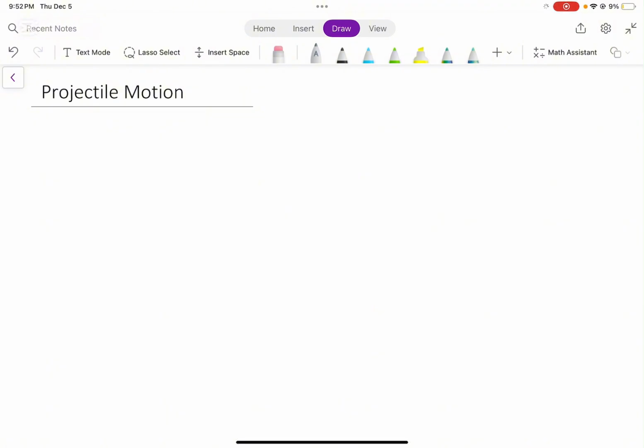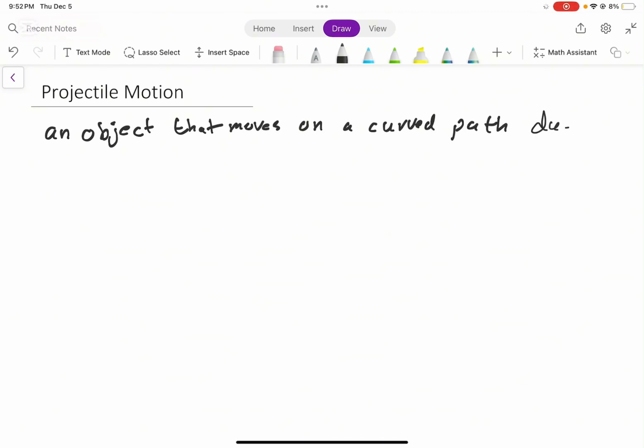A projectile is an object that moves on a curved path due to gravity. So it's anything that moves on a curved path due to gravity.